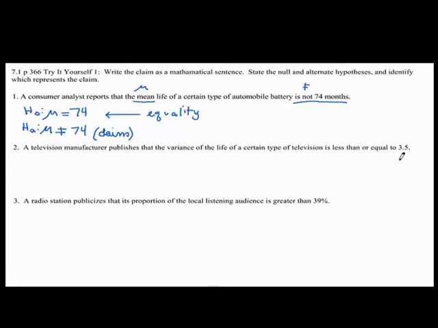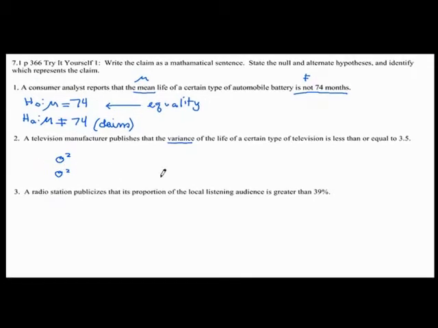For number 2, a television manufacturer publishes that the variance of the life of a certain type of television is less than or equal to 3.5. So here we have variance, which is going to be sigma squared for both of them, is less than or equal to 3.5. So variance is sigma squared, and less than or equal to, less than is like your left hand, or equal to 3.5.